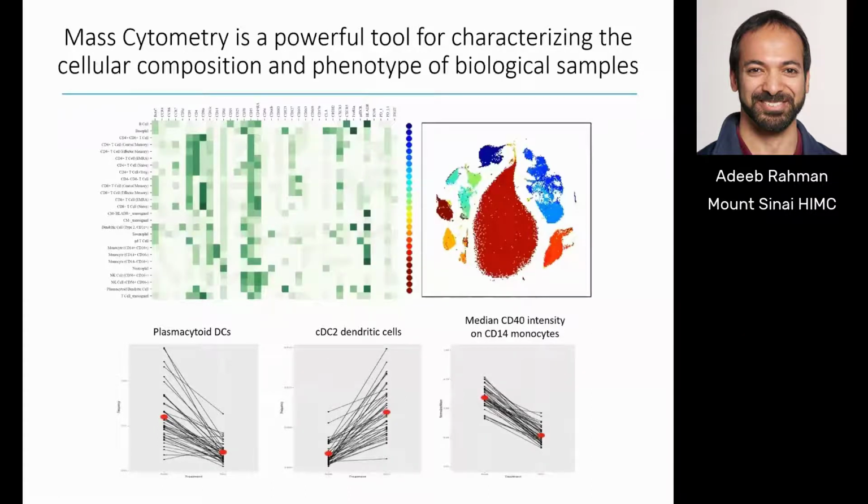So in this case, we're comparing longitudinal samples collected either during acute infection or at recovery. And you can see that plasmacytoid dendritic cells go down in frequency, dendritic cells go up. And we can also look at relative marker expression levels. So here, for example, we're seeing that the median intensity of CD40 is elevated on CD14 monocytes at the acute phase of infection. So these are the kinds of studies that many folks are engaging with using mass cytometry, and it's well suited to do these sorts of analyses.